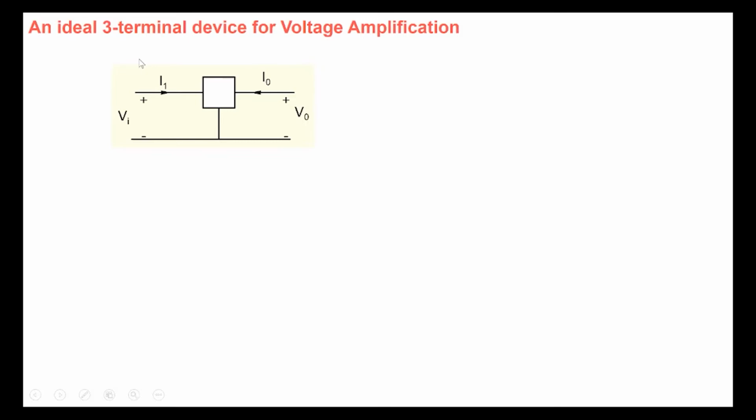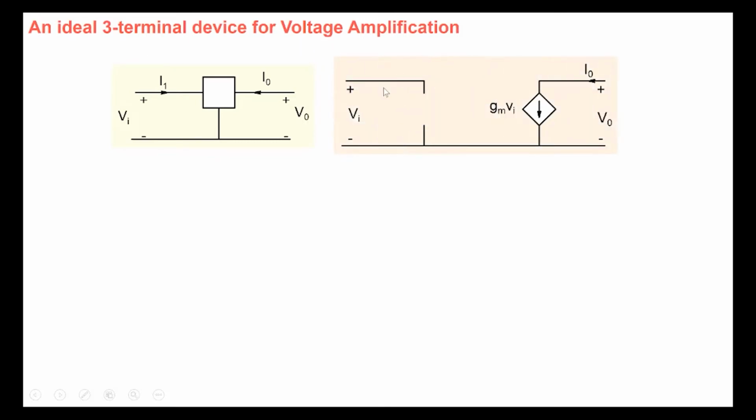So an ideal 3-terminal device for voltage amplification is what? Well, it's a unilateral device with infinite input resistance, infinite output resistance, and simply has this particular term here, a transconductance term, GM. So that's an ideal device here.